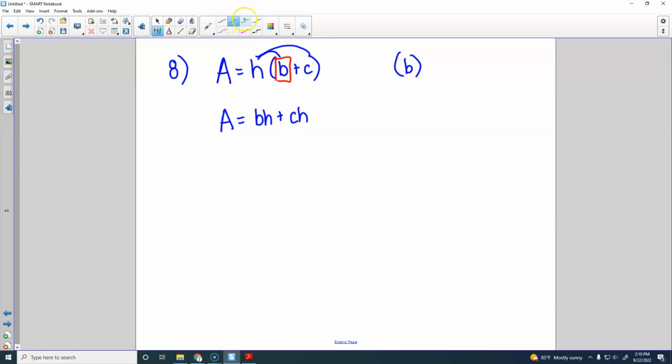Okay, so we're trying to get that B by itself. What do you think we could do next? We're going to minus that CH. Right, it's separated by the plus sign, so we could subtract the CH. So it would look like this.